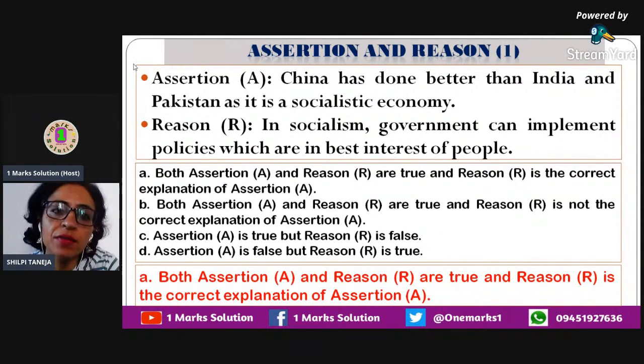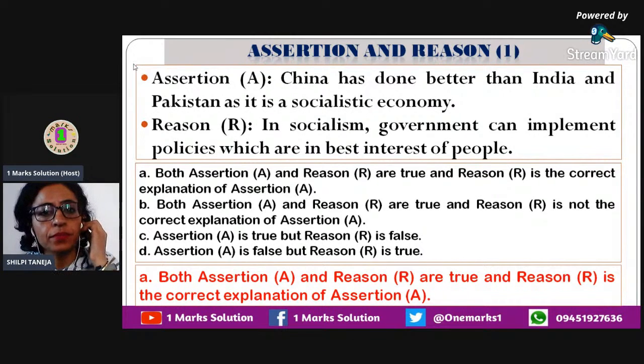Anyway, if we go through the statements, we can easily understand. So if assertion is true and reason is false, we will go for option C, and if assertion is false and reason is true, then we will go for option D. For example, let's start with question number 1.